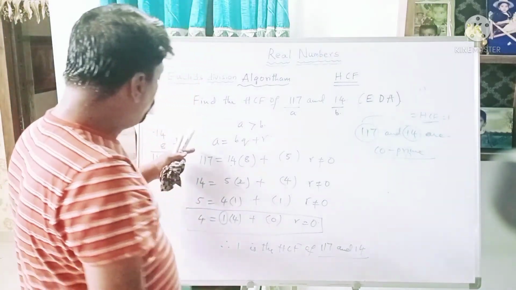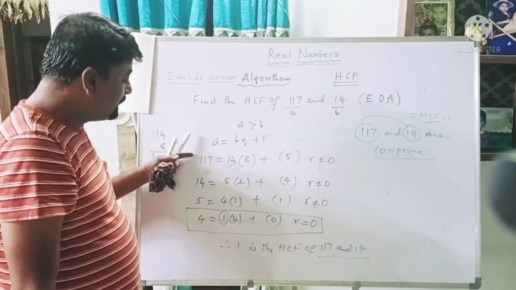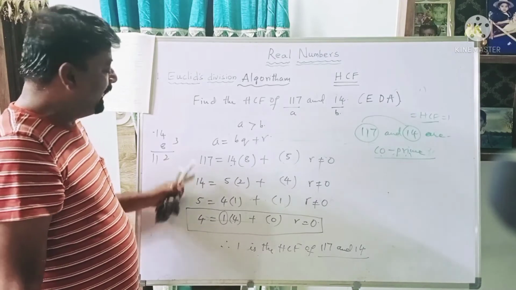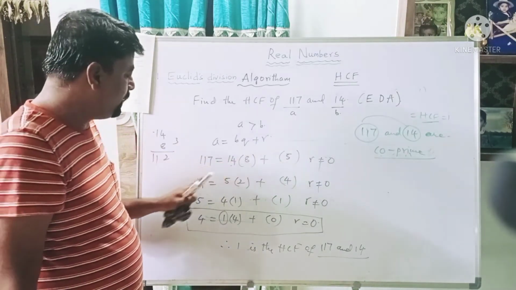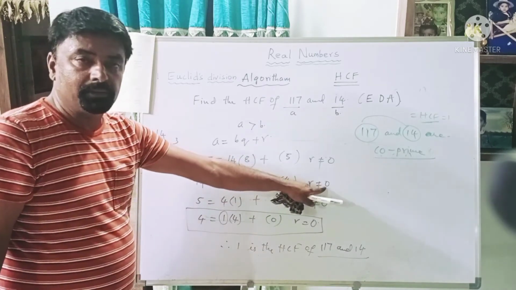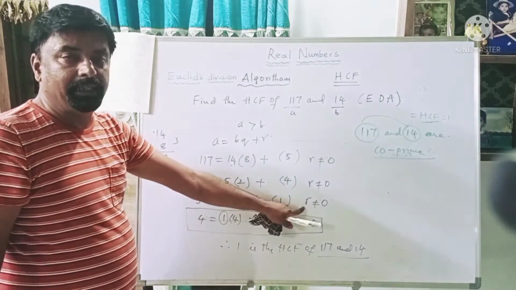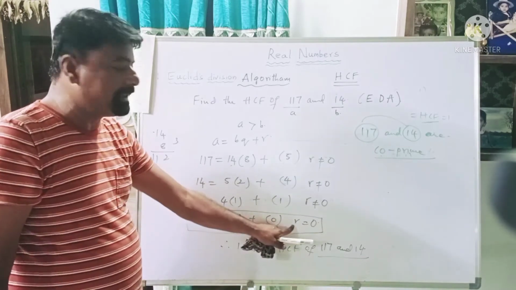But here you want to understand these steps better. These steps are called the algorithm. In the first step we didn't get R equal to 0, I mean remainder is not equal to 0. In the second step we got R not equal to 0. In the third step also we didn't get R equal to 0. In the last step we got R equal to 0.